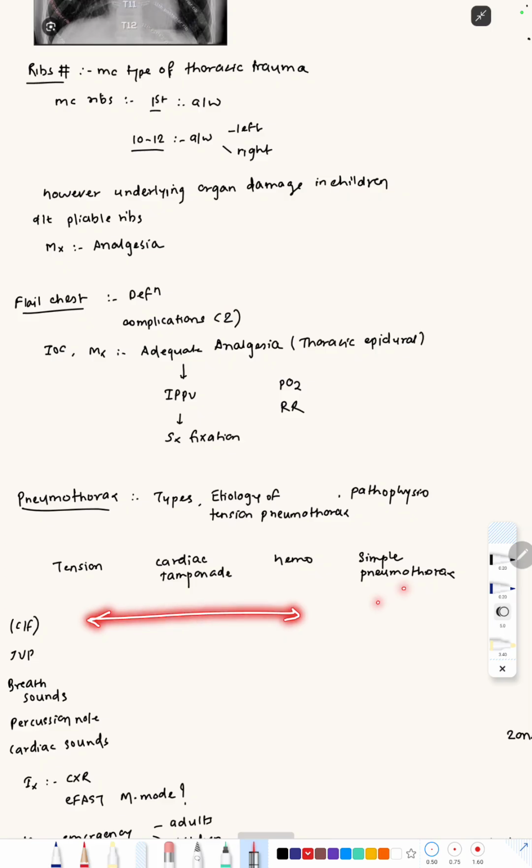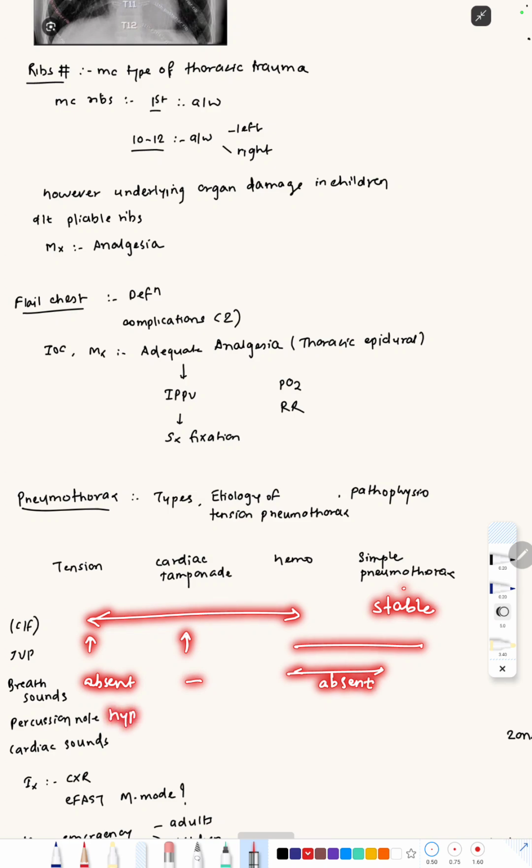While in simple pneumothorax, the hemodynamic status is stable. Then JVP is raised in tension pneumothorax and cardiac tamponade. In these two cases, it is normal. Breath sounds are absent in tension pneumothorax. In cardiac tamponade, it is normal. In hemothorax, as in simple pneumothorax, the breath sounds are again absent.